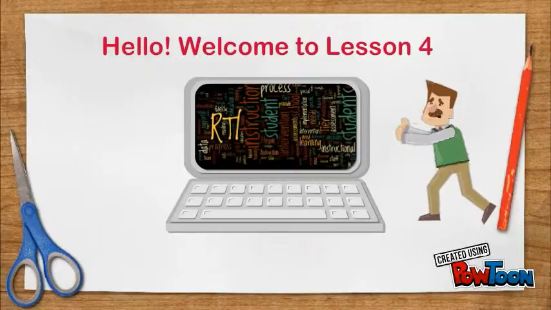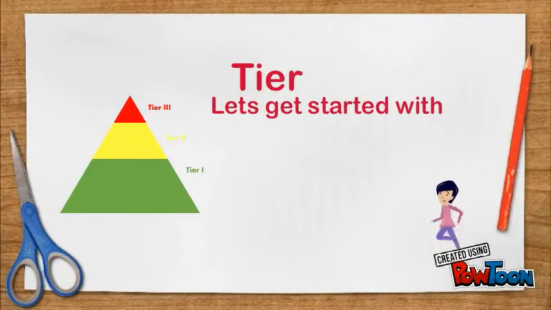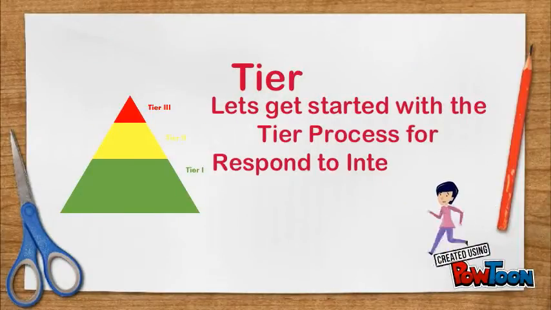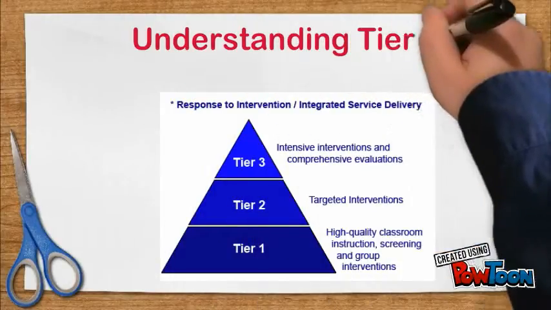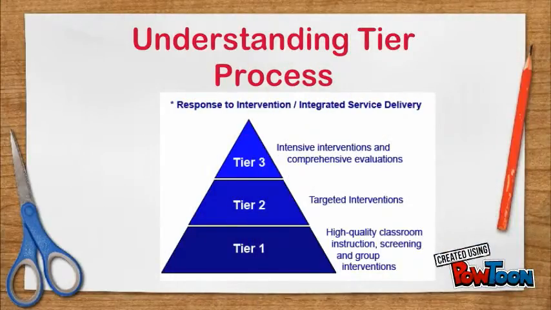In this lesson, we will be looking into RTI levels of intensity. Let's get started with the tier process for response to intervention. Understanding the tier process. Let's look at the chart. Tier 1, Tier 2, and Tier 3. Response to intervention, integrated services, delivery.